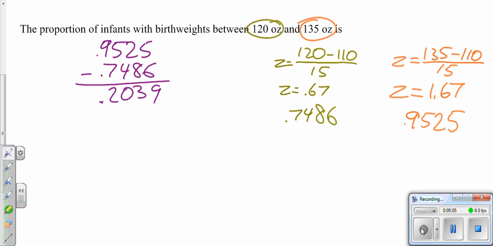Now, occasionally, you're going to have to modify this answer a little bit. But since we are looking for a proportion, this is what we're going to be. If it had said look for a percent, we would have to take this last answer and move our decimal point over 2 spots. But it says proportion, so that's it. We're done. We move on.